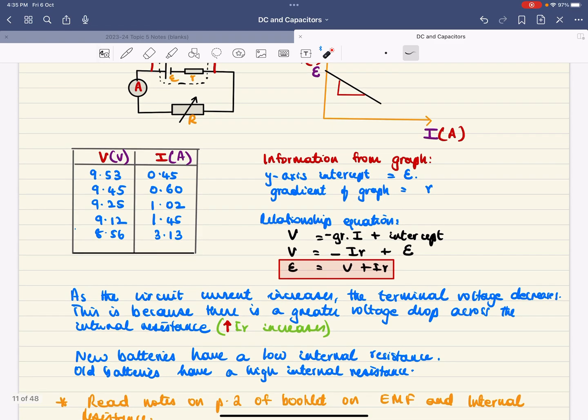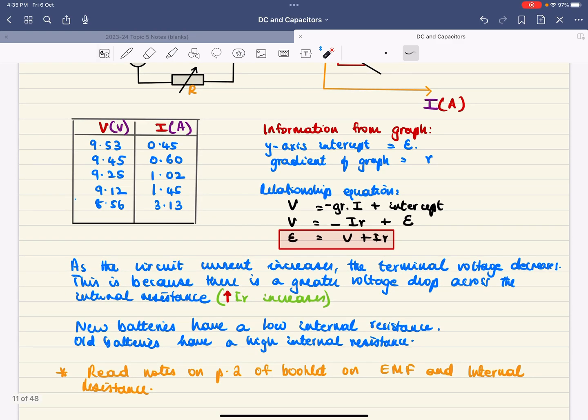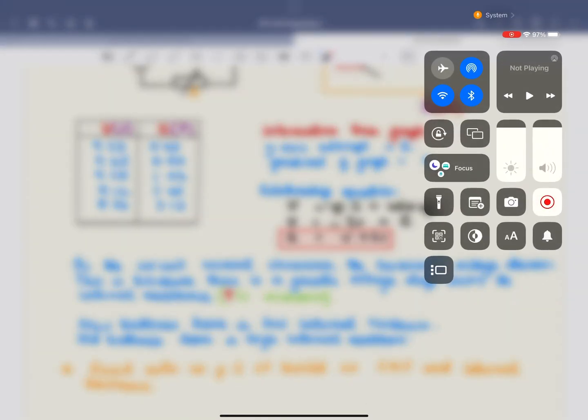Now, what we can see from this graph is that as the circuit current increases, the terminal voltage decreases, because there is a greater voltage drop across the internal resistance. So new batteries have a low internal resistance and old batteries have a high internal resistance.